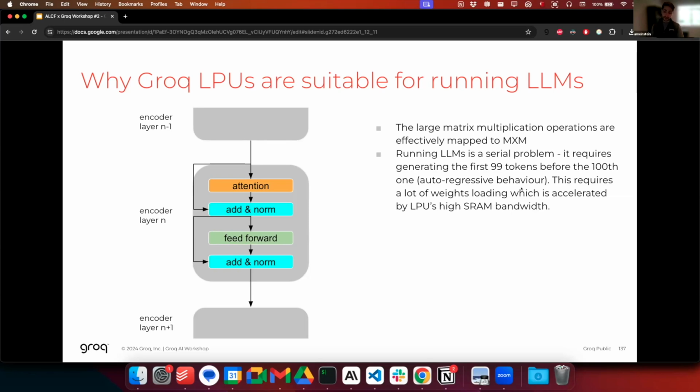Additionally, LLMs are kind of a serial problem. When I'm giving you this presentation, I haven't already thought of the 50th word I'm about to say. I think of the 48th, 49th, and then the 50th word. This sequential nature of LLMs requires a lot of weight loading, which is very, very costly in GPUs, where you're reading to and writing from HBM all the time, loading and unloading your weights, versus something the Groq LPU can do very quickly and very power efficiently in the SRAM baked into the chip.